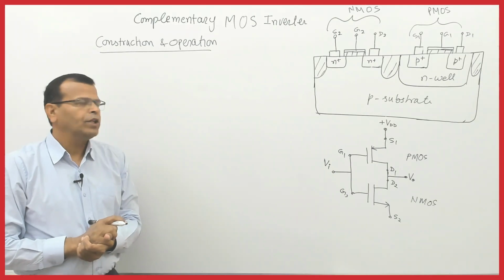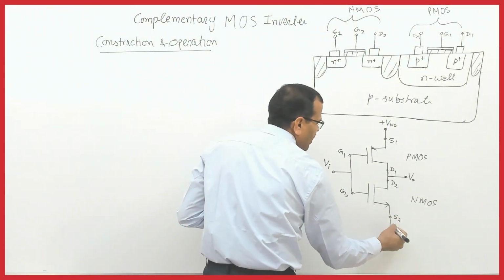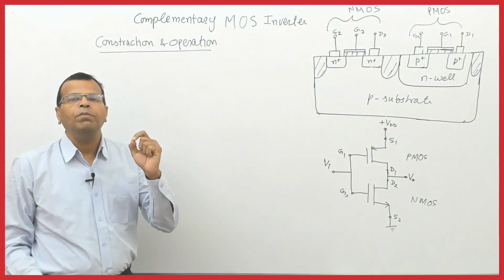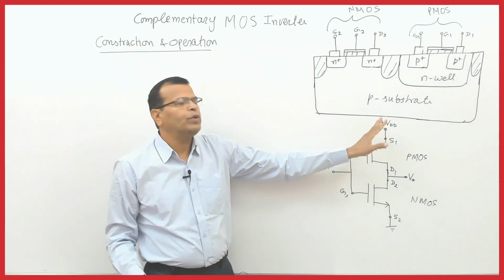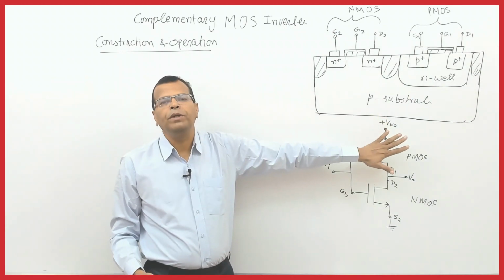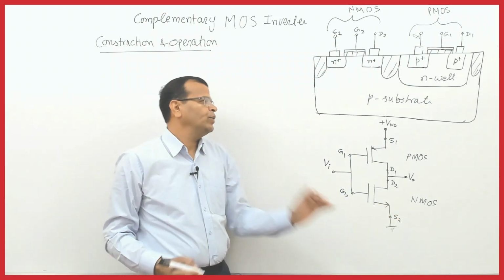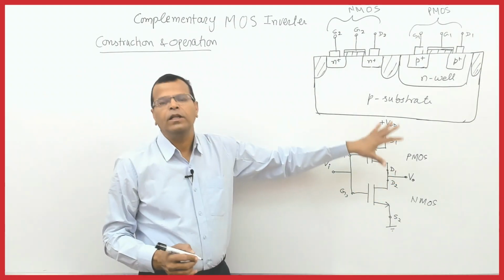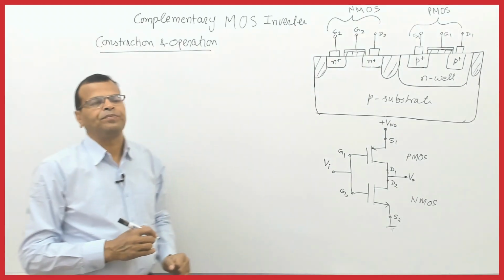It is a positive voltage. The source terminal of the NMOS will be connected to ground. So we will be using a single power supply, that is a positive supply, given to the source terminal of the PMOS. The source terminal of the NMOS is connected to ground. This circuit is known as the complementary MOS or CMOS inverter.